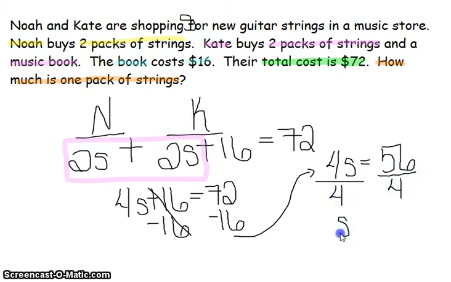So S equals 14. So the strings were $14 per pack. And again, you would want to write a very short statement explaining that.